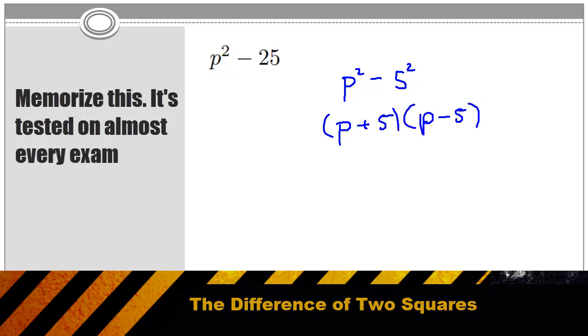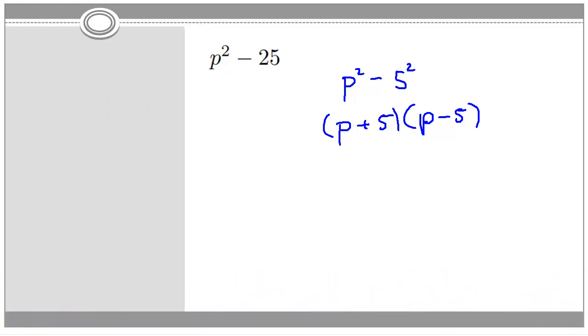The difference of two squares is so common on standardized tests that I can virtually guarantee you will see one question that will require you to be able to recognize the difference of two squares.